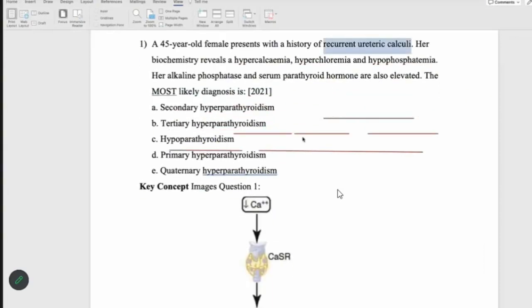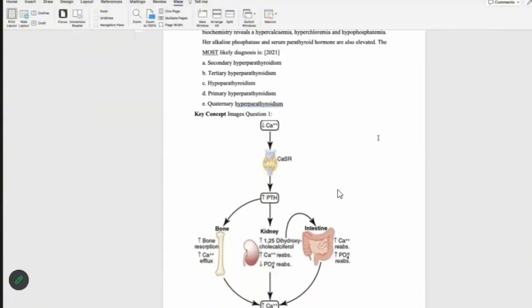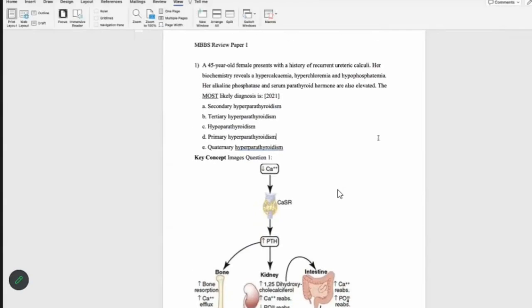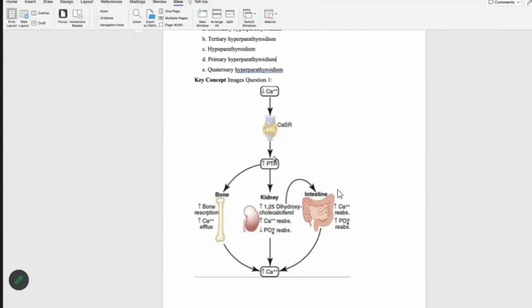What we're going to do to answer this question is we should first have an understanding of the pathophysiology of how PTH works. So you have a gland called the parathyroid gland, right? It's situated behind the thyroid gland, and it produces something called PTH, which is parathyroid hormone, the thing they're asking about in the answer options.